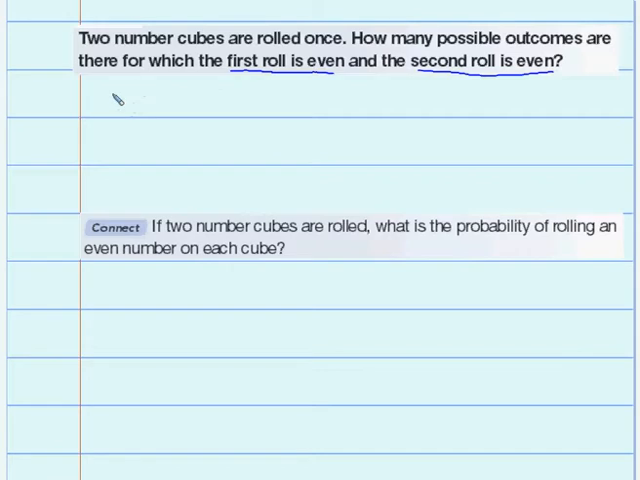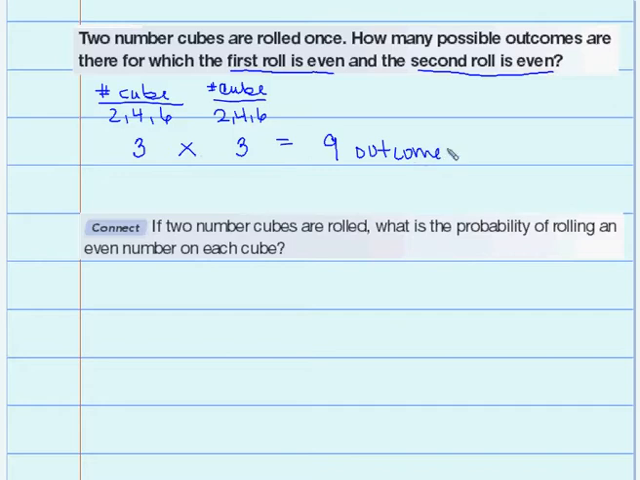So how many on that first number cube are even numbers? You'd have 2, 4, and 6. So you'd have 3 outcomes here. And on the second number cube, you'd have a 2, 4, or a 6. So you'd have 3 there. Now, I want this and this, so I need to multiply these 2 together. And I'm going to get 9 outcomes.